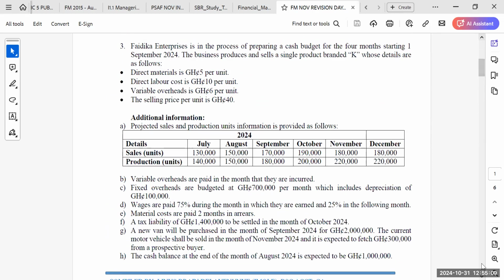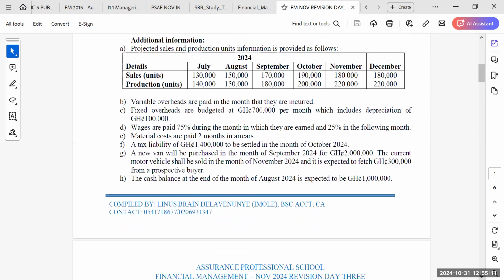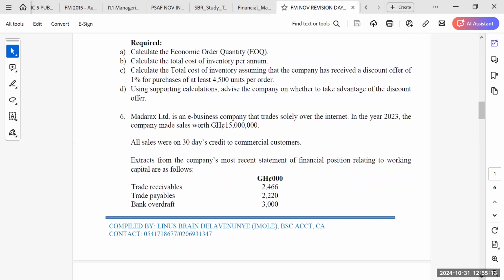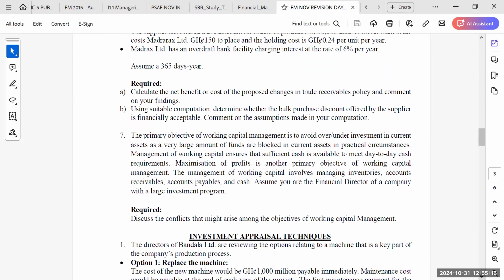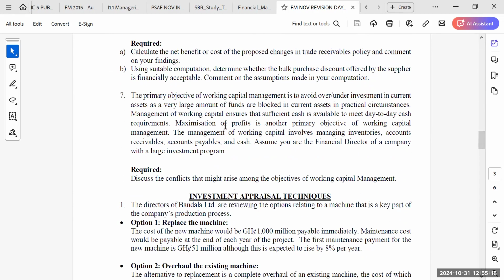Can we do something on this? So that will be one. We have 2 hours. Okay, let's do something on this theory first. Question number 7.